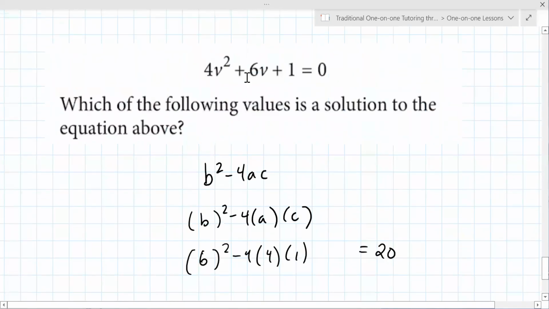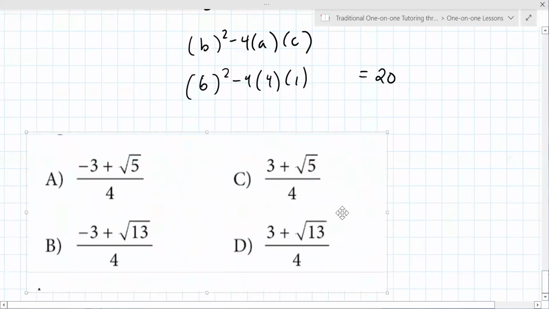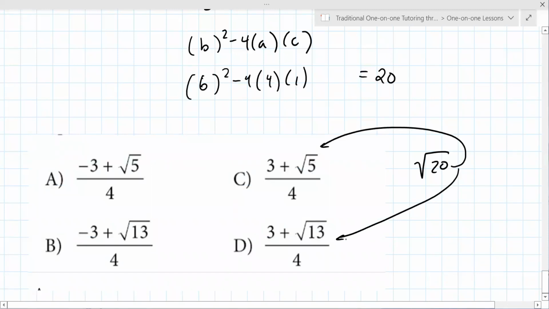So that's the square root of 20 part. You've got to figure out which of these it is. Does the square root of 20 become the square root of 5, or does it become 13? Square root of 5. Yes. So that means you can eliminate 2 of the answers. If we were doing this in an algebra 2 class, I'd say just do the formula. But because there are answers, we want to figure out which ones can be eliminated.